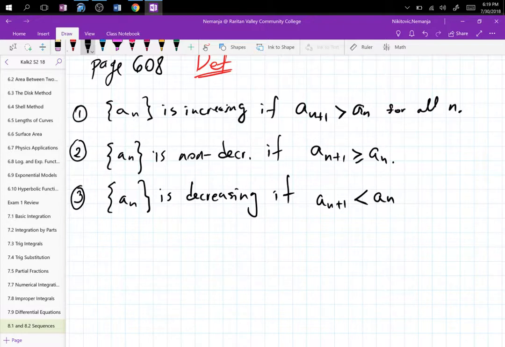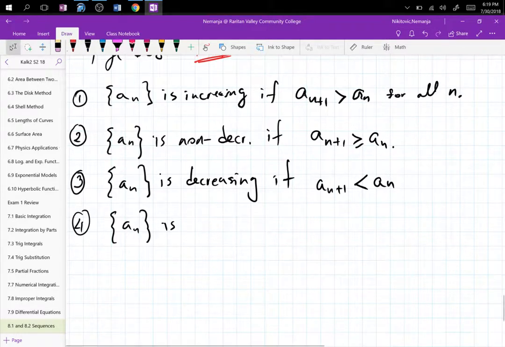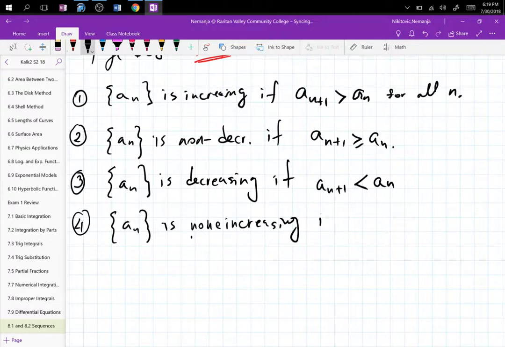And then we have the non-increasing. So it's non-increasing when a_(n+1) is less than or equal to a_n.